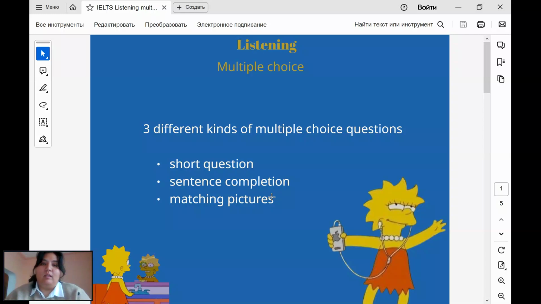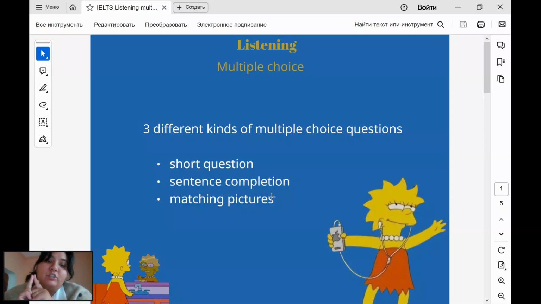So, let me tell you a little bit more about multiple choice questions. Personally, I think the multiple choice is the easiest question that you will see in the IELTS listening, at least because it has options to choose from, you have some variants to choose from. But there are three different types of multiple choice questions.